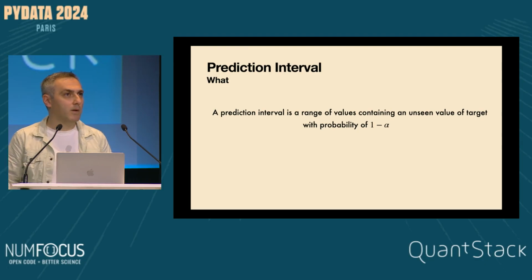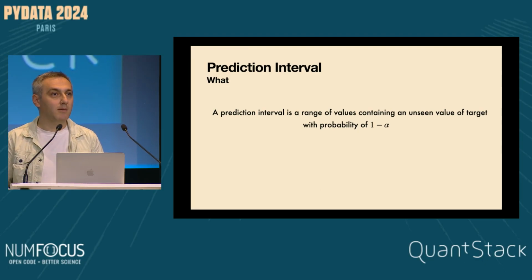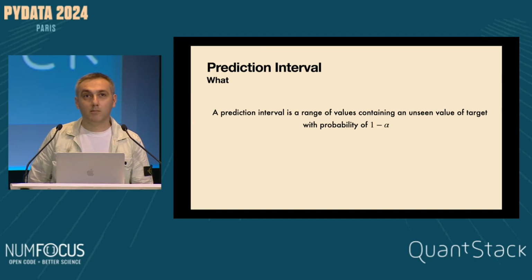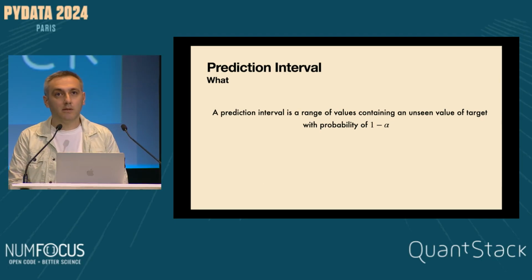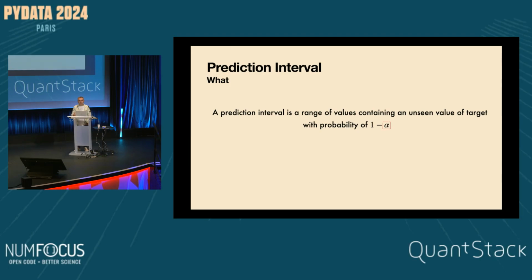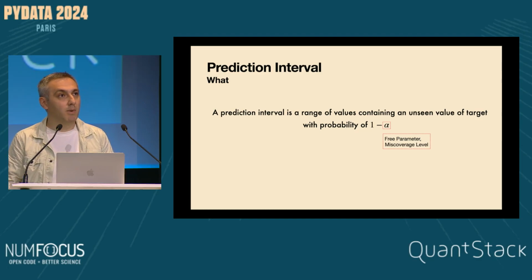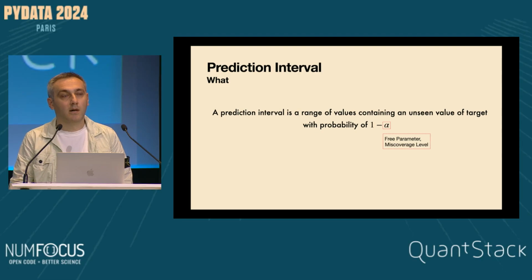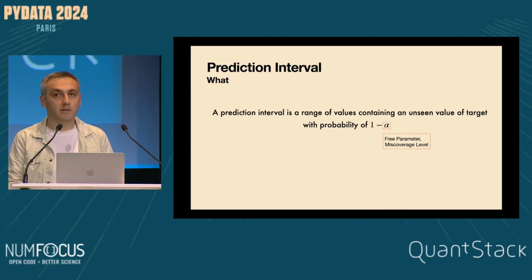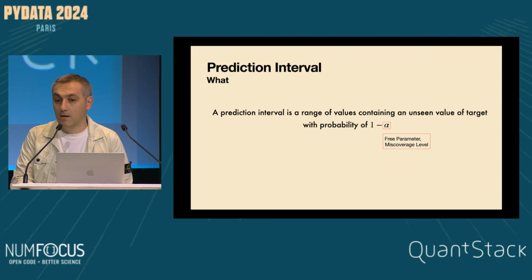Because I think there should be quite a few people in the room who are not familiar with the theory of prediction intervals, so I think it will still be instructive to talk about a little bit of theory behind this. So a prediction interval is simply a range of values that contains the true value of our target variable with probability of 1 minus alpha. Alpha is called the significance level or miscoverage level in the literature, and it's a free parameter, so it's set by us. Let's say if we set it to be 10%, then the corresponding prediction interval is going to contain the true value with 90% likelihood. So a very simple notion.